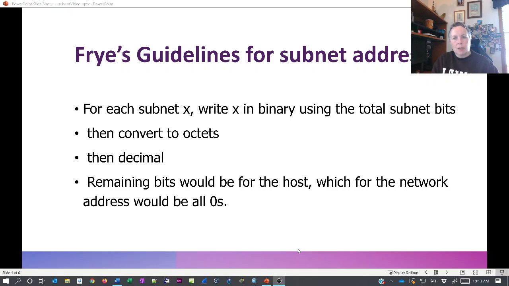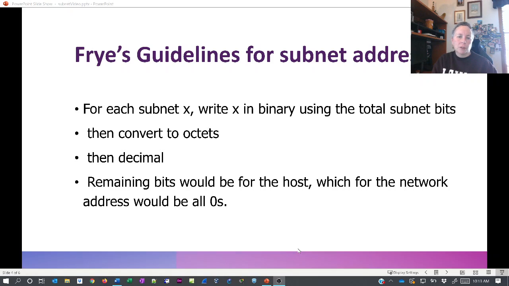So if we're working with subnet 1, and let's say that we've identified 5 bits for subnets, what we're going to do is write the number 1 using 5 bits in binary. So we will have 0, 0, 0, 0, 1. Then all of the host bits will be 0.